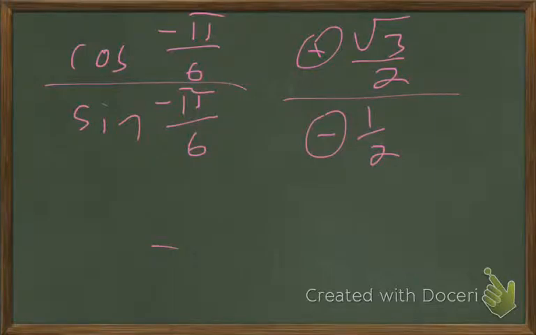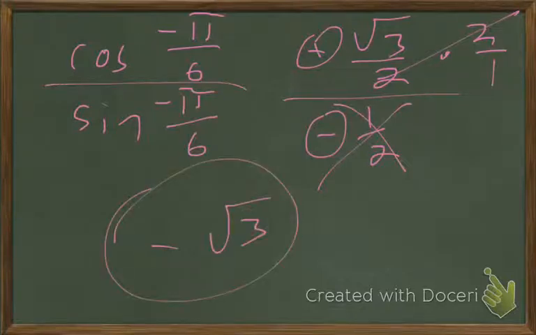When we divide by a half, that's the same as getting rid of this and multiplying by its reciprocal, 2 over 1. That cancels out, so we have square root of 3 over 1, which is just square root of 3. So the answer would be negative square root of 3. And there is number 7.